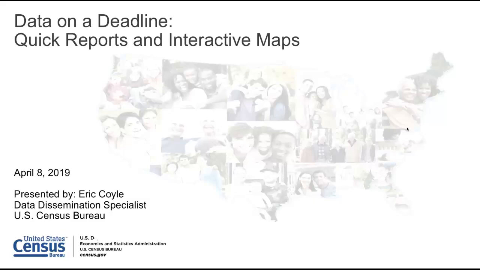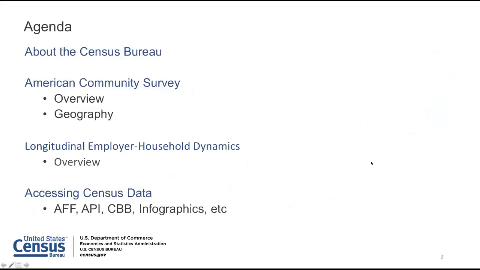So the Data on the Deadline webinar, we'll get right into it since, based on the topic, we want to make sure we can get to our deadline of 1 hour. So one of the things we'll cover, I always like to go into a little bit about us as an agency. Who are we? What do we do? And we also are going to cover the American Community Survey, which is where a large amount of the data that is used in our data tools, our quick access, easy-use data tools comes from.